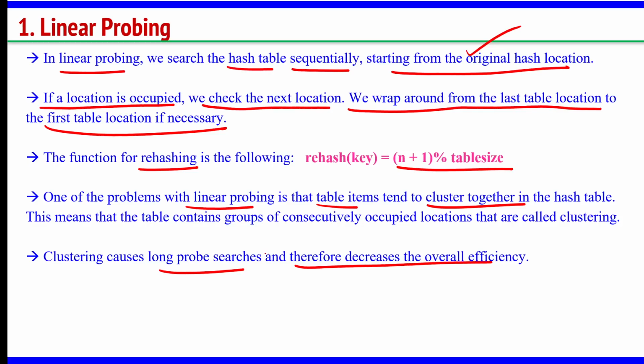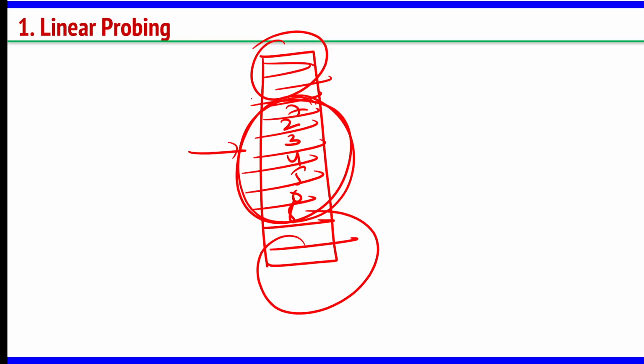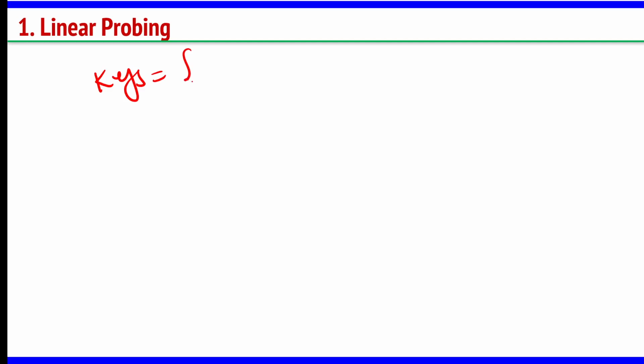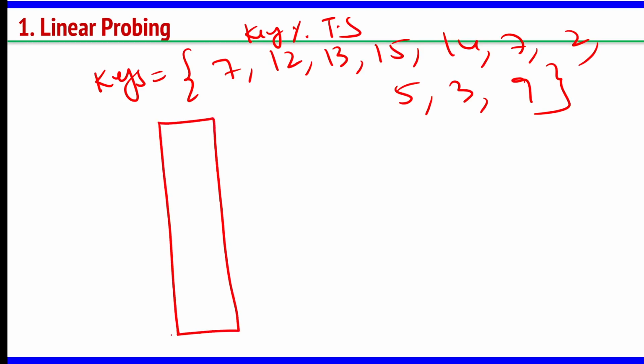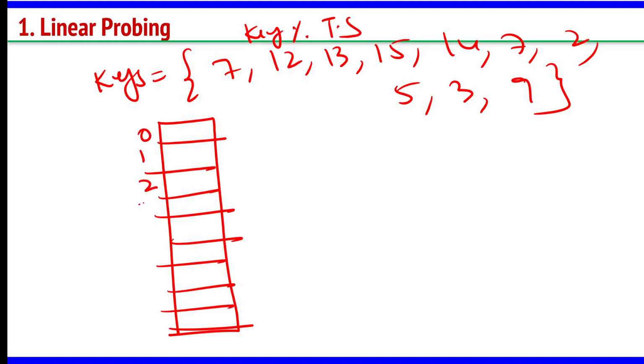So, linear probing, I will repeat once again the linear probing example. If I have some keys, okay, 7, 12, 13, 15, 14, I have some keys with me like this, right, and my hash table size is 10. What is my default hash function? That is key modulo table size. So, in my hash table, I will be filling those values 0, 1, 2, 3, 4, 5, 6, 7, 8, 9. So, the original hash function is key modulo table size, that is 10.